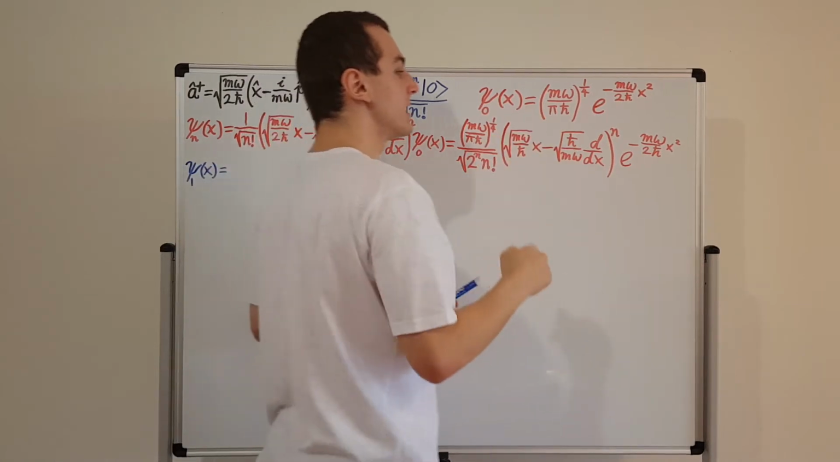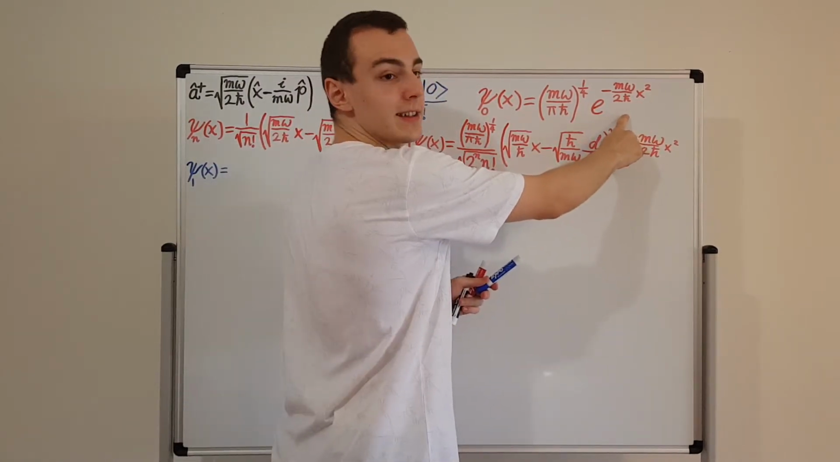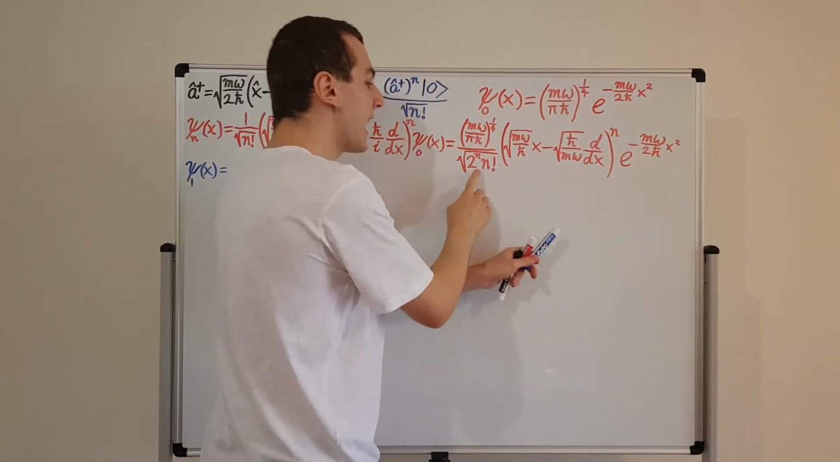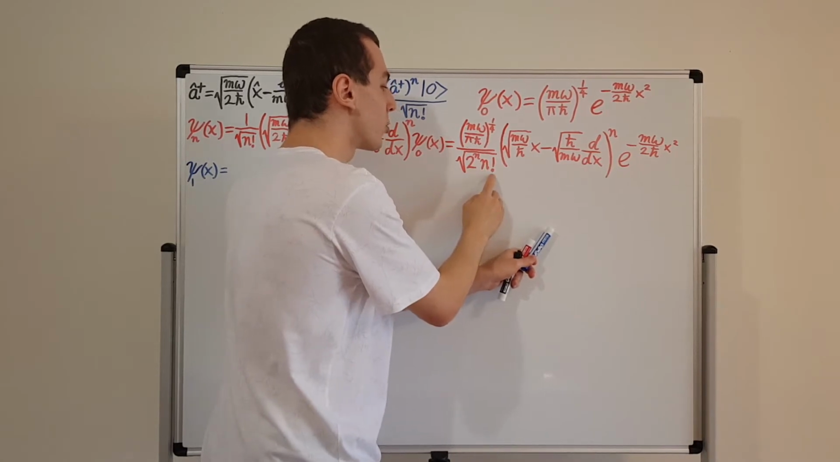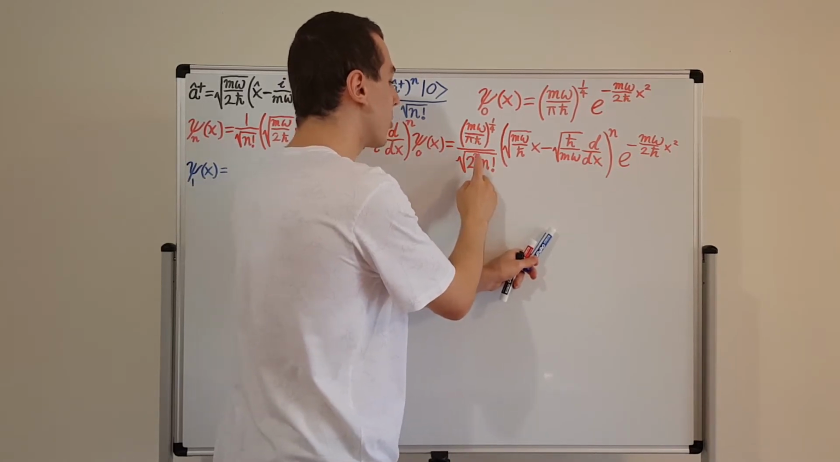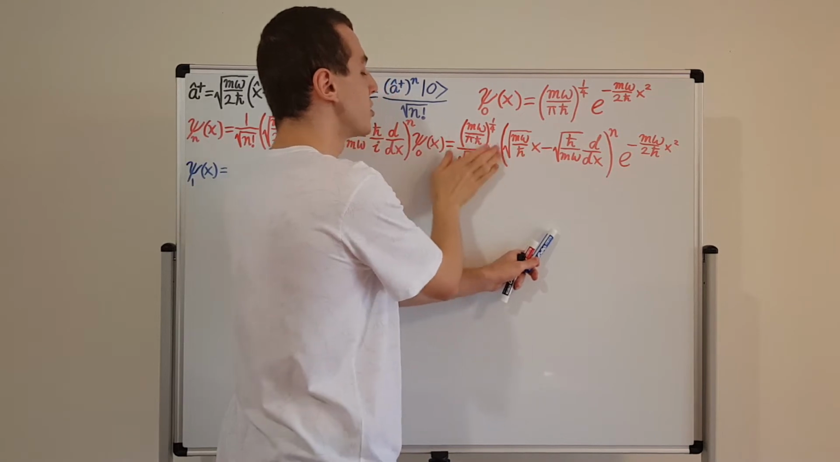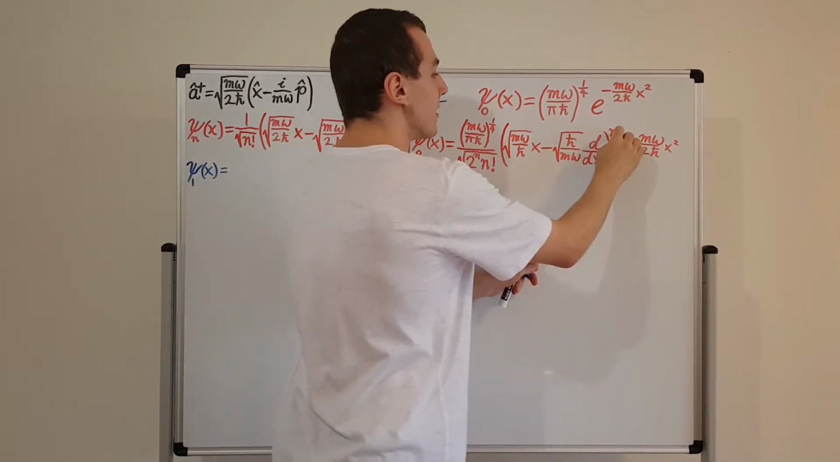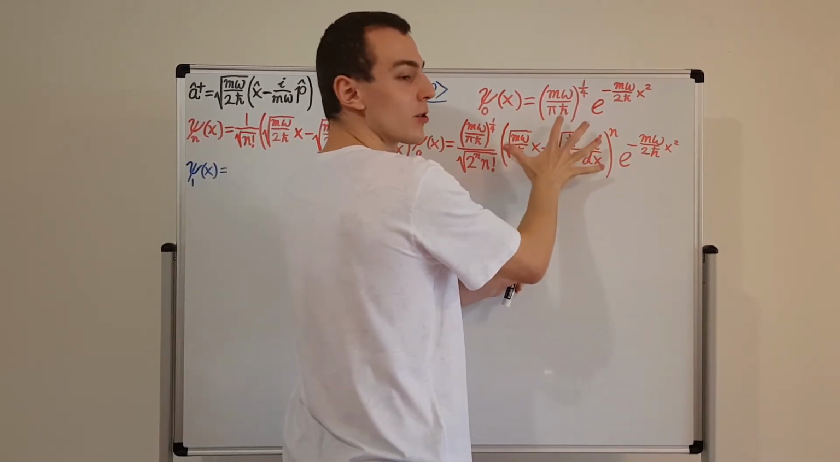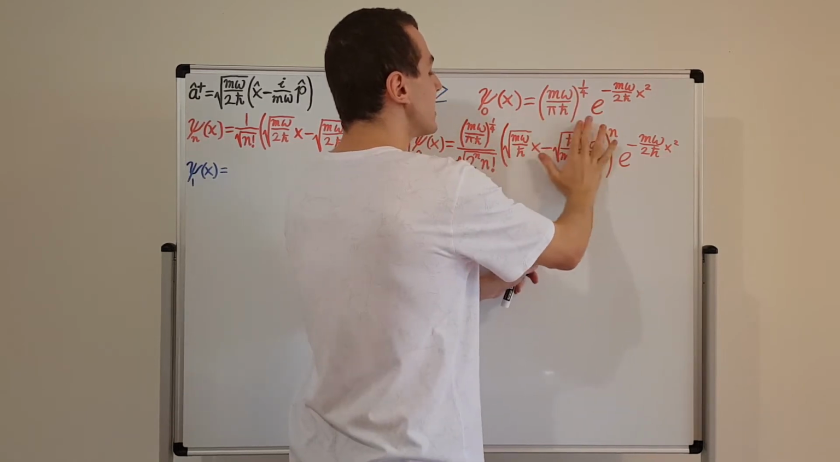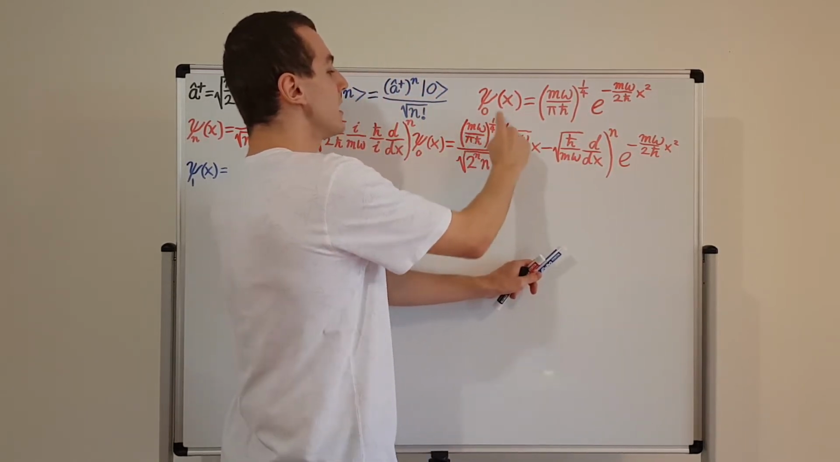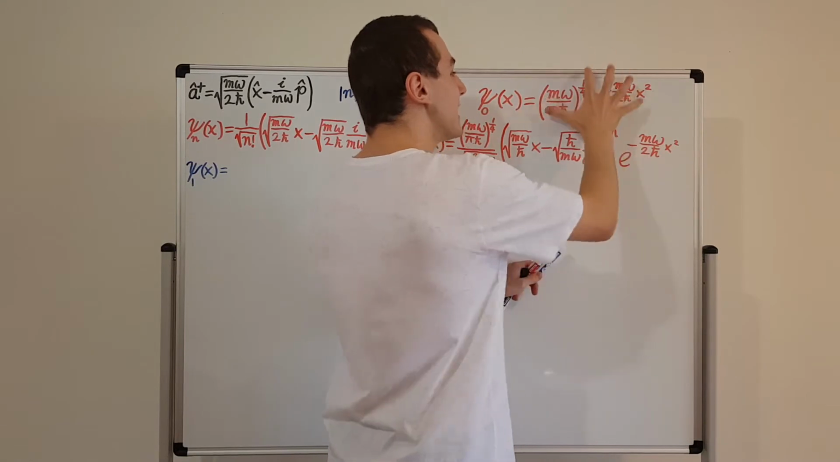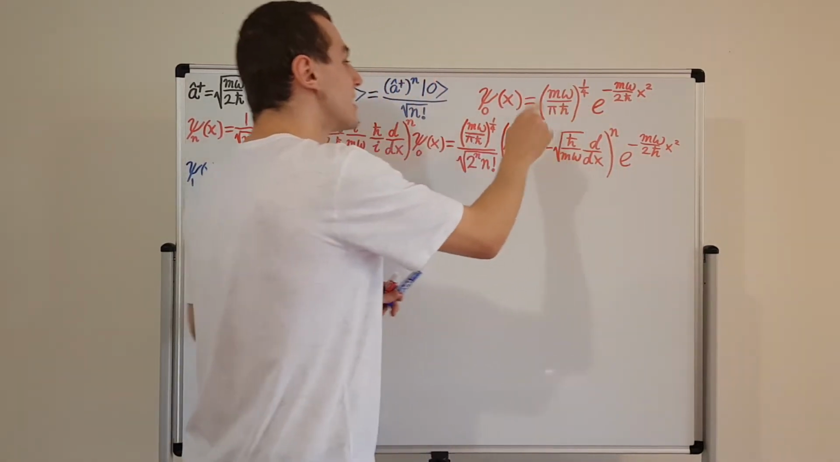If n was equal to 0, we would just get this. We already know what that is. This is n equal to 0. If I set n equal to 0 over here, 0 factorial is 1. 2 to the power of 0, that's also 1. So this disappears. N equal to 0 over here, that means we don't apply this at all. We apply this 0 times. So this disappears, and then we're just left with this coefficient times this over here. And that's exactly what we have up here. That is the ground state wave function.